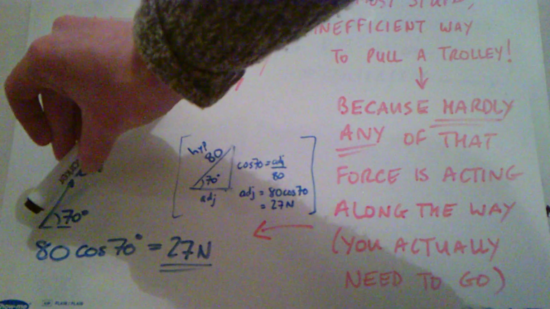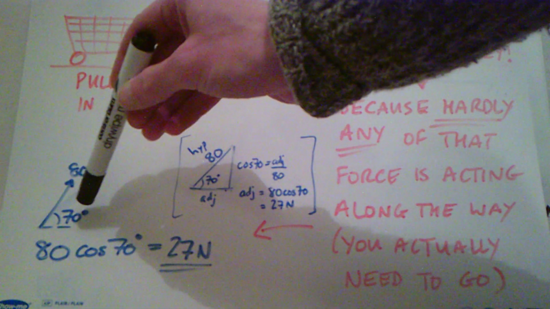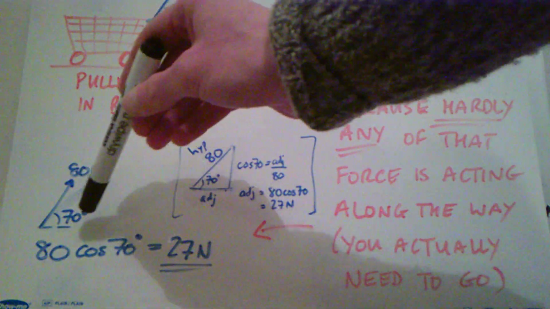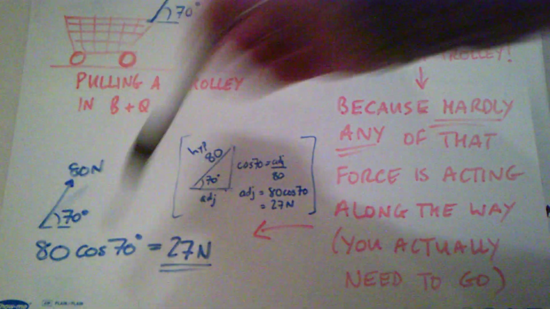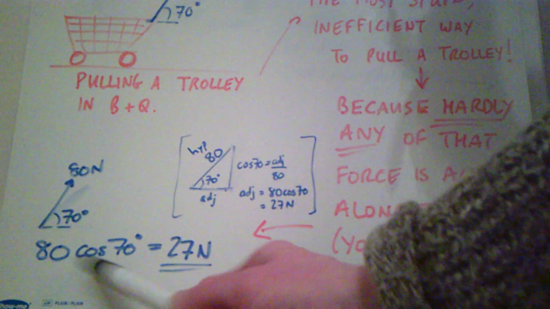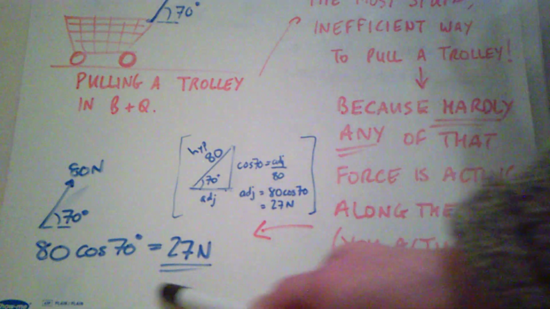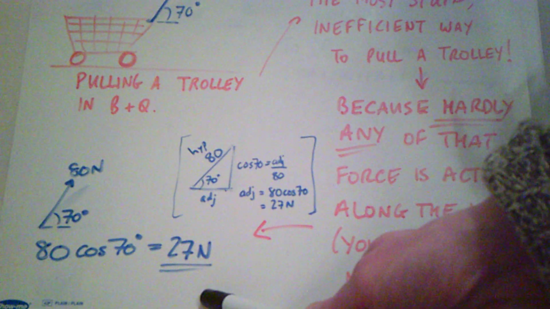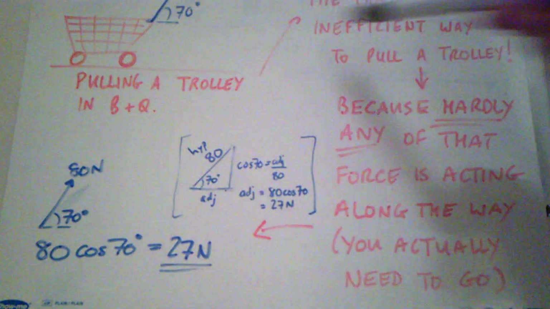If it were to be the vertical one, then it would be 80 sine of the angle, in which case it would be 80 sine 70. In this case we're crossing the known angle to get to the horizontal, so it's 80 cos 70. Never leave your answer in physics like that. I don't know if you do in maths, but you never leave it in physics, always work it out, and that comes to 27, which makes sense. So a really small proportion of this 80 newtons is acting horizontally.